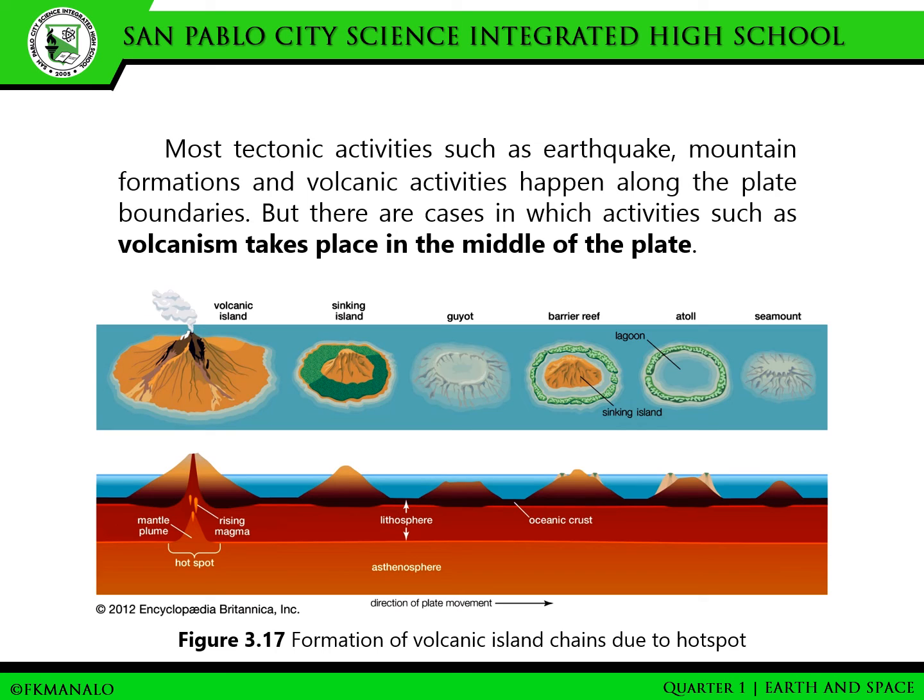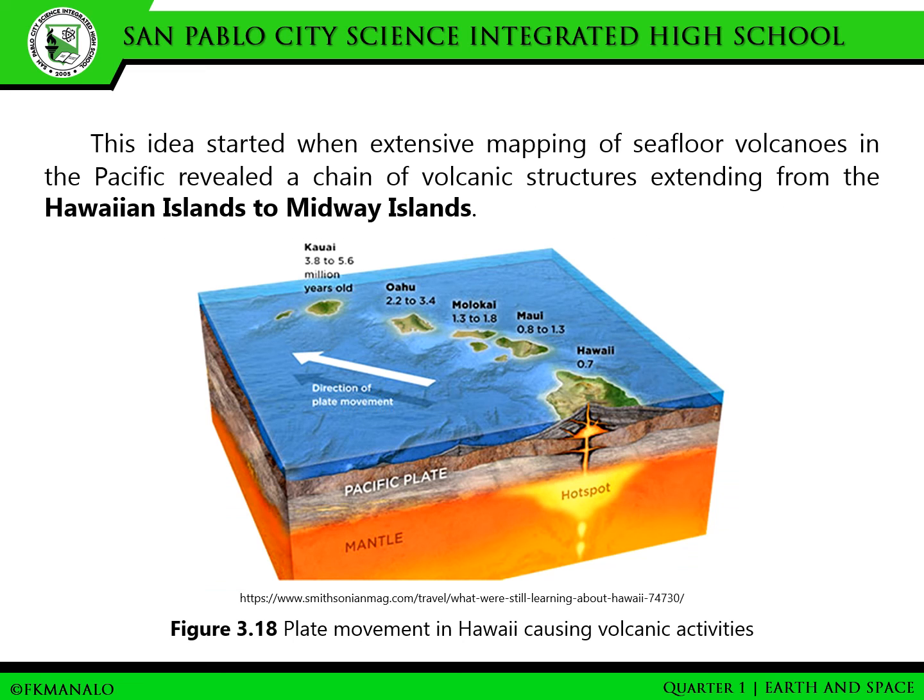Scientists suggested that there is a source of molten materials from the mantle called a mantle plume that forms the volcanic island chains. Mantle plumes are stationary, long-lived areas of hot, upwelling mantle. The superficial expression of a mantle plume is the hotspot. The idea about hotspots started when extensive mapping of seafloor volcanoes in the Pacific revealed a chain of volcanic structures extending from the Hawaiian Islands to Midway Islands.